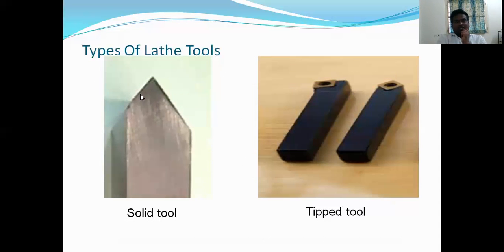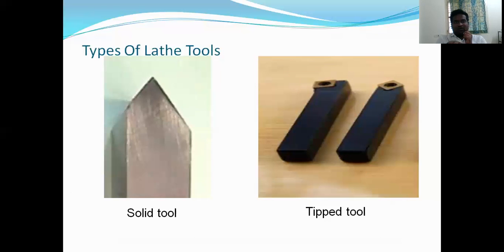So this is the single point solid tool, and that means its entire body is made with a single material only. Solid material means, based on the manufacturing operation, right? We observed in yesterday's class different types of operations like turning, grooving, drilling, boring. These are all called manufacturing operations. So based on that operation, we are using different types of tools, right?